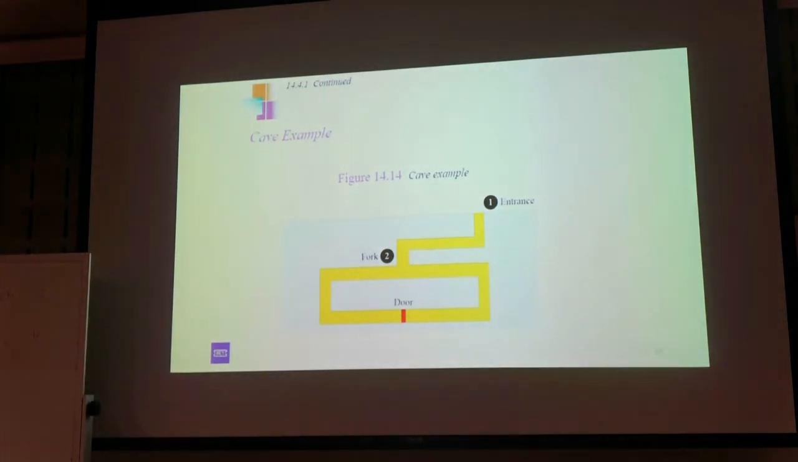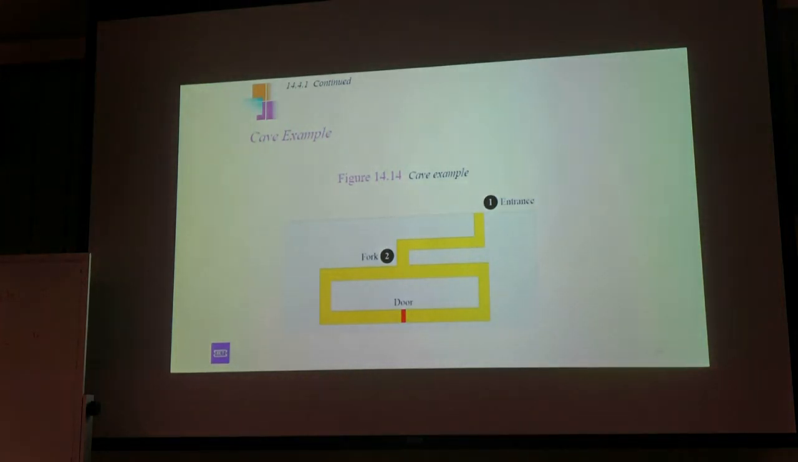Hello? There is no cell phone policy in the class. I announced it in the first class. If you need to use your cell phone, go out. Right?